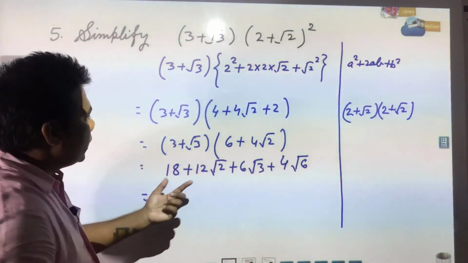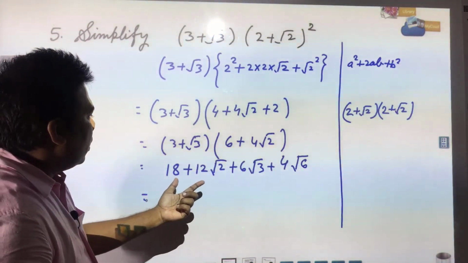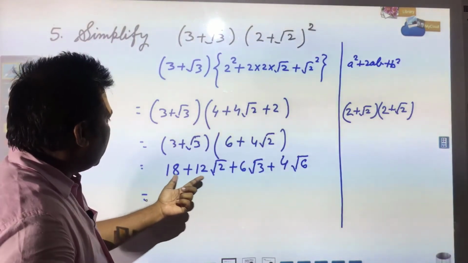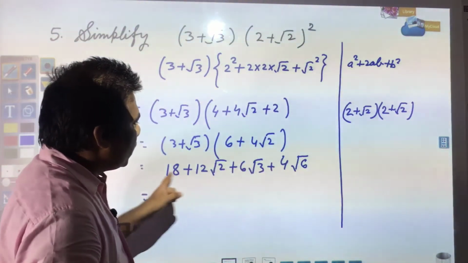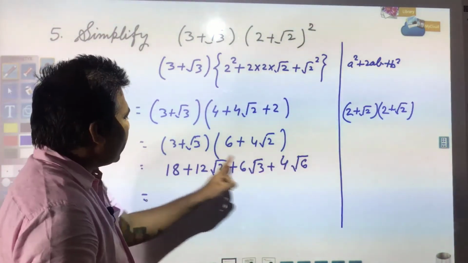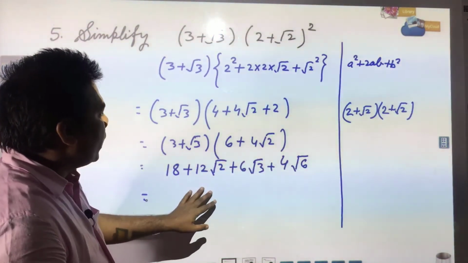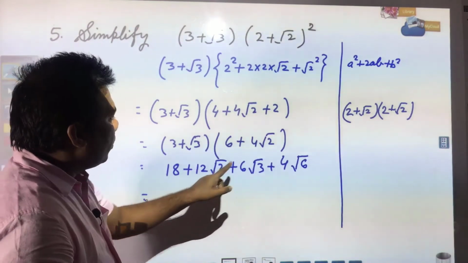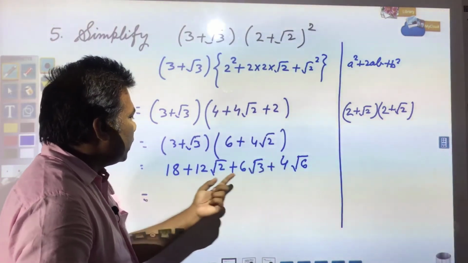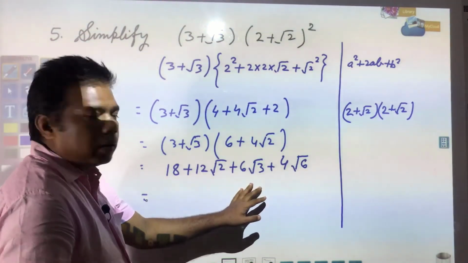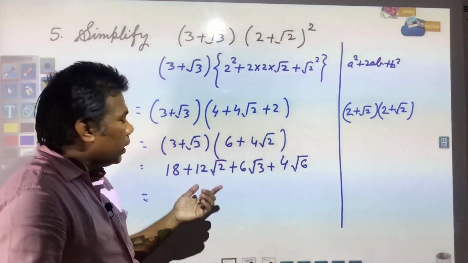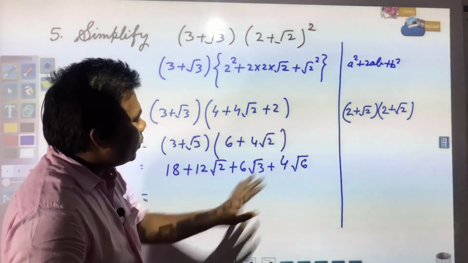Now, you see, similar terms you have 18, 12 root 2, 6 root 3 and 4 root 6, no similar terms you have. So, what can be written? This will be the answer. Or among 18, 12, 6, 4, you can take out a common factor and write the answer. So, 2 can be taken out common and written, otherwise this will be your answer.